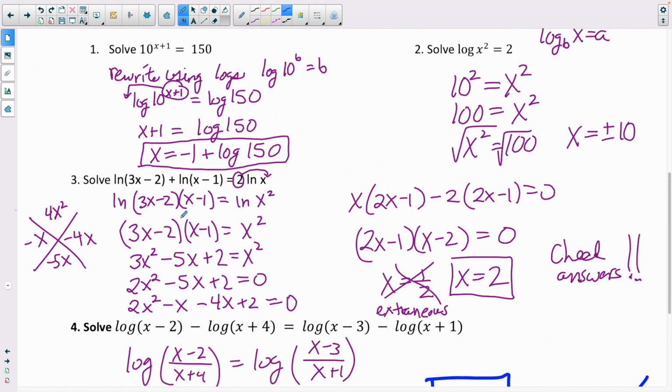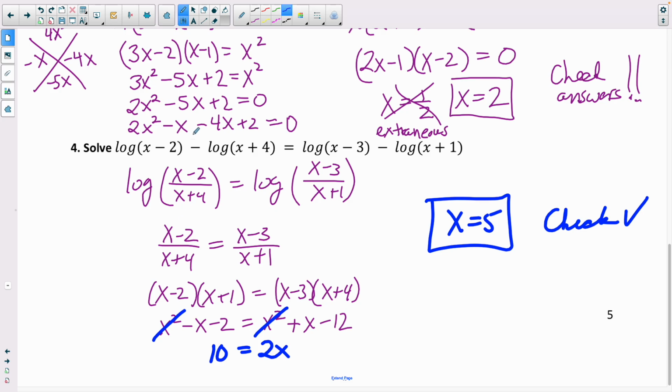All right, so these are some examples of solving. On the next page are some problems for you to try. The next video will have the solutions to that.